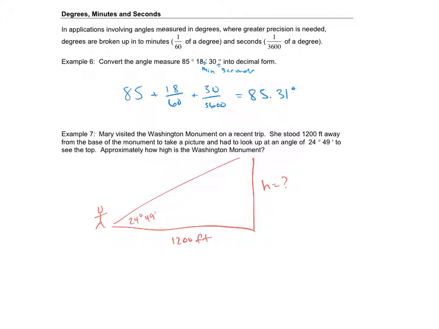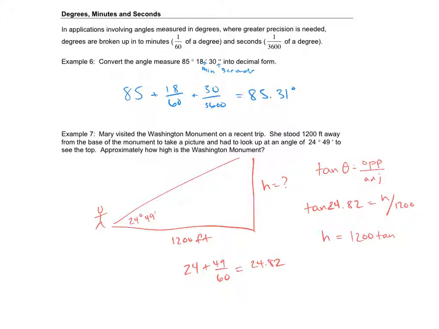So what we're going to want to use is our tangent, because that equals the opposite over the adjacent. We're going to plug in what we know. It's the tangent of 24, and then 24 plus 49 60ths equals 24.82, so that's what we're going to put in, and then that equals the height that we're solving for divided by 1,200. So rearranging to solve for the height, that is 1,200 times the tangent of 24.82, which comes out to be 554.9 feet.